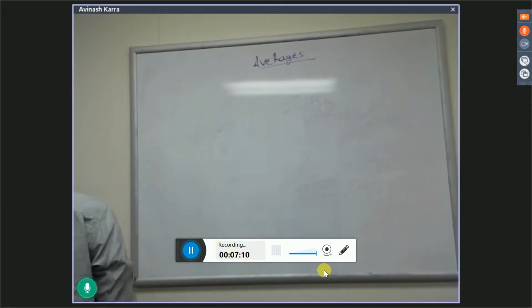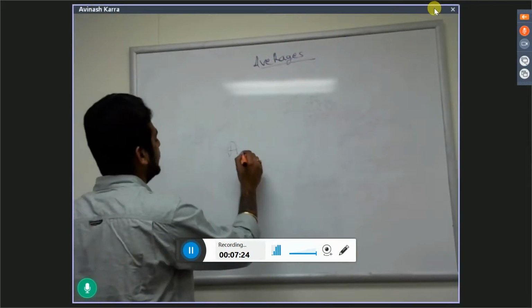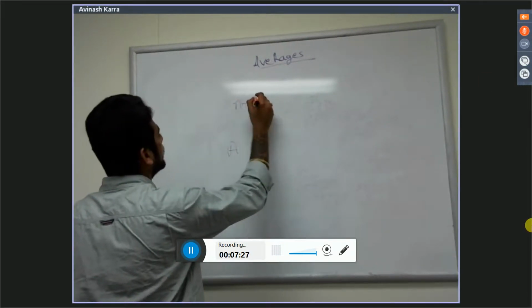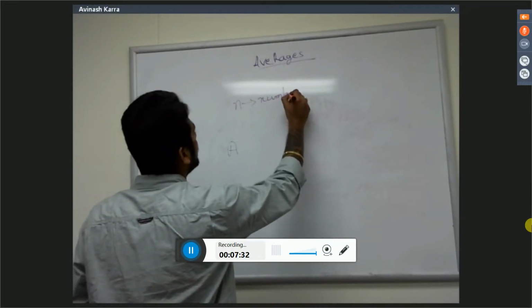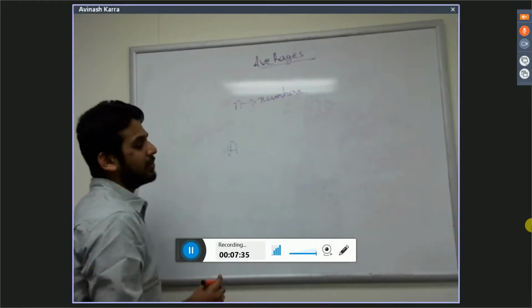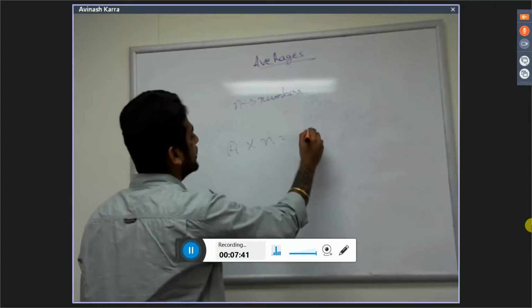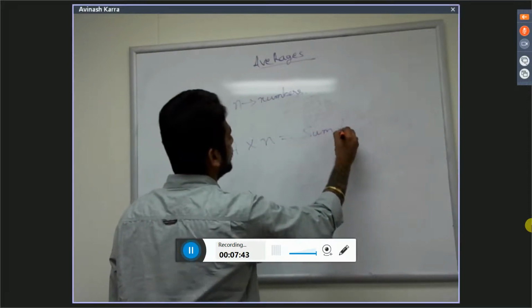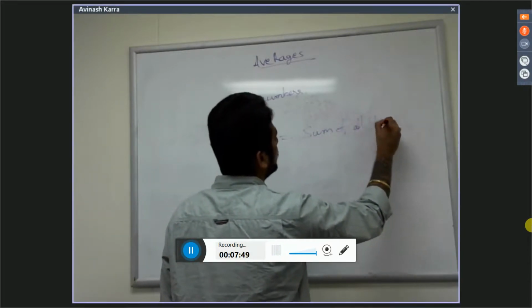Next, coming to tactic E1. If you know the average A of a set of n numbers, multiply A by n to get their sum. If I know the average A of a set of n numbers, multiply the average with n so that you'll get the sum of all the values.